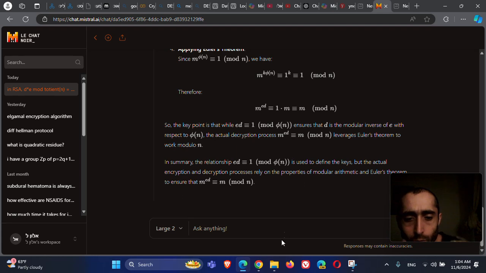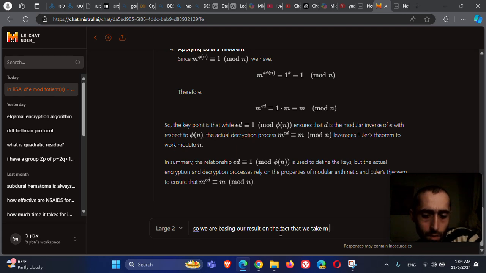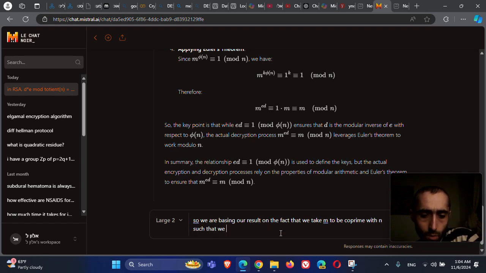Okay, so we are basing our result on the fact that we take m to be coprime with n, such that we can use the property of m to the power of totient of n equals 1 in mod n.